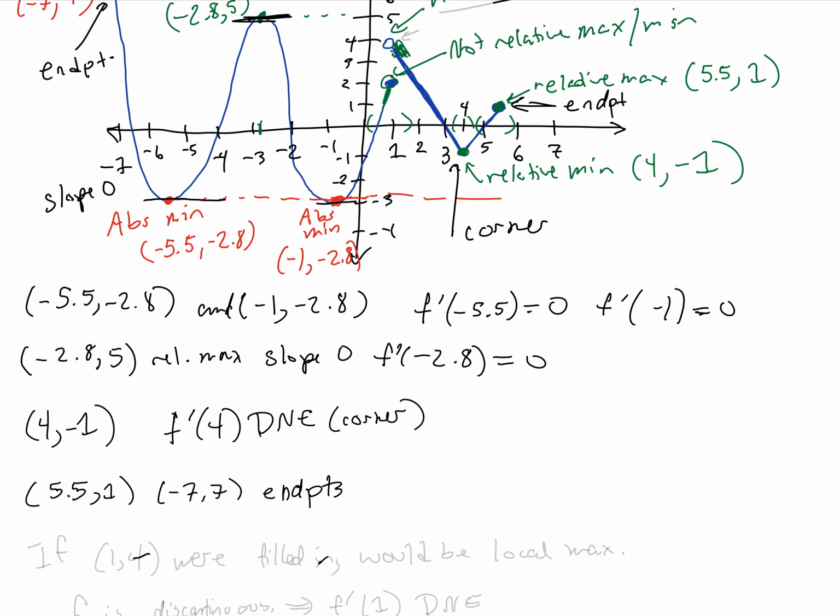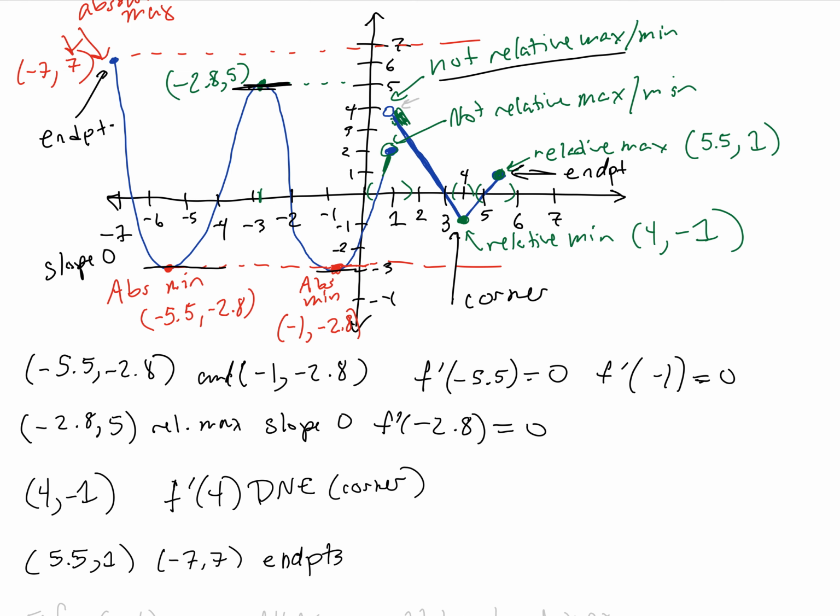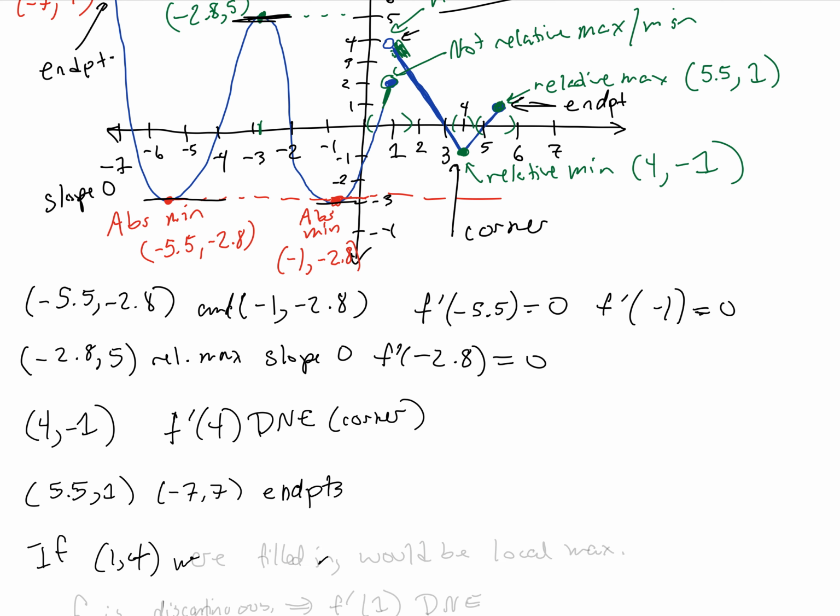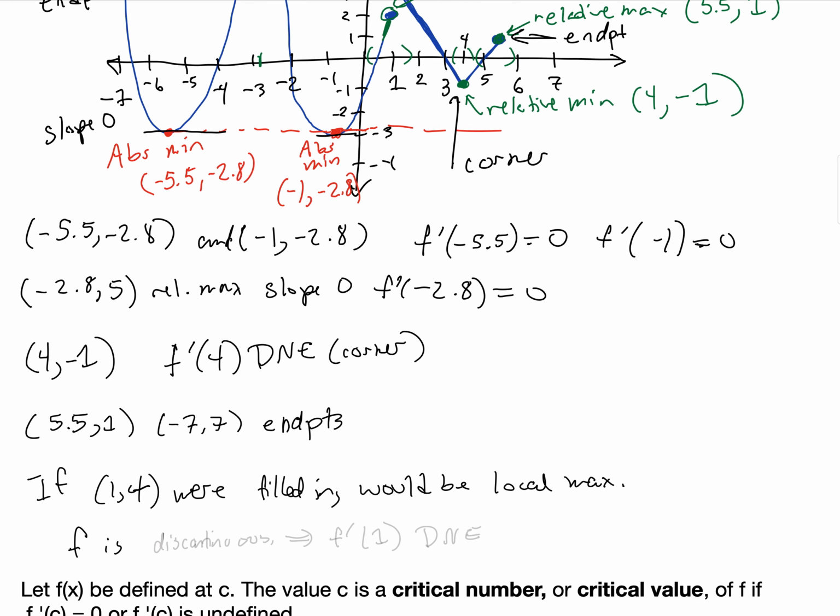And it turned out not to be a relative max or a min here, but think about if this had been filled in, if 1, comma 4 were filled in, then that would be a local or relative max. And what would be happening there? So that's a place where f is discontinuous, f is not continuous, and because it's not continuous, that means f prime of 1 does not exist. Remember that if a function is not continuous, then it is not differentiable.